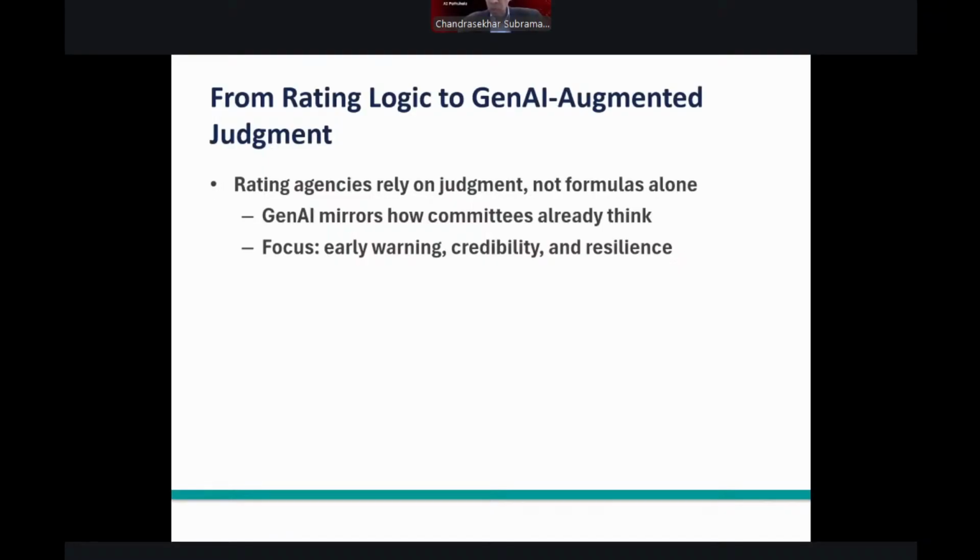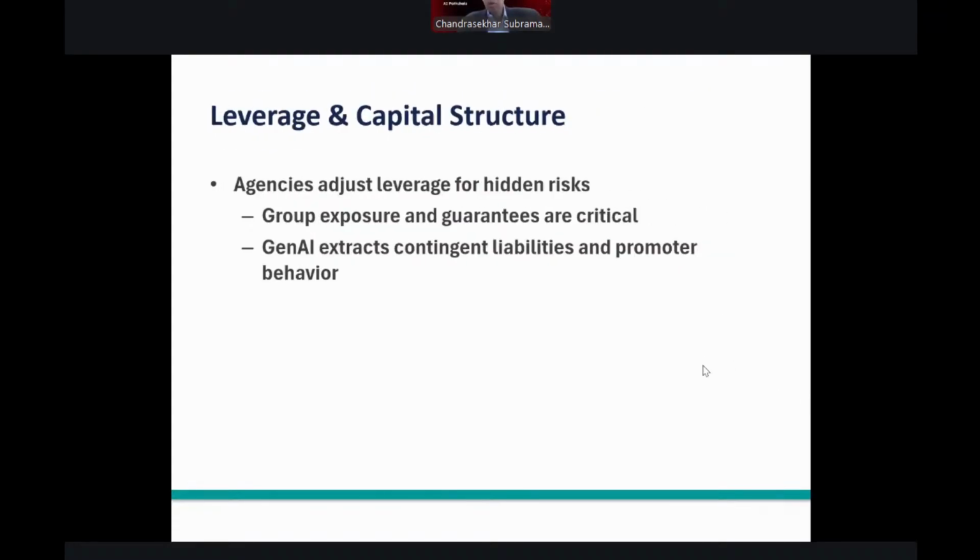Let me go to the next one or two slides. Then I will go back and show the data itself. I don't know, these slides are not moving at all.